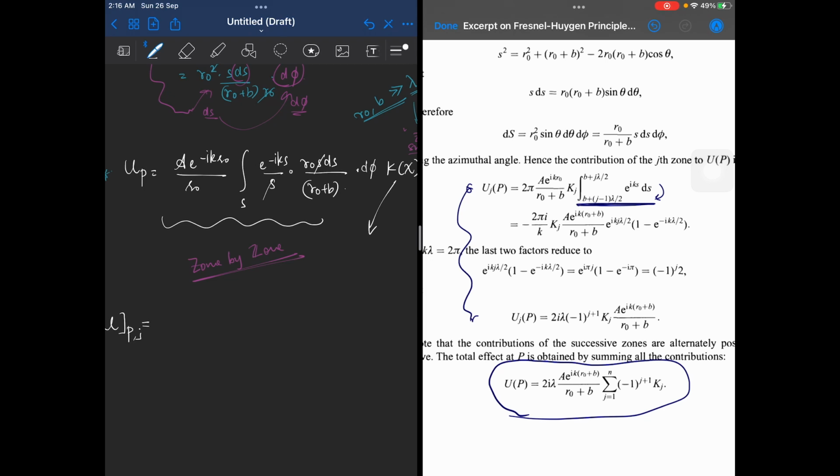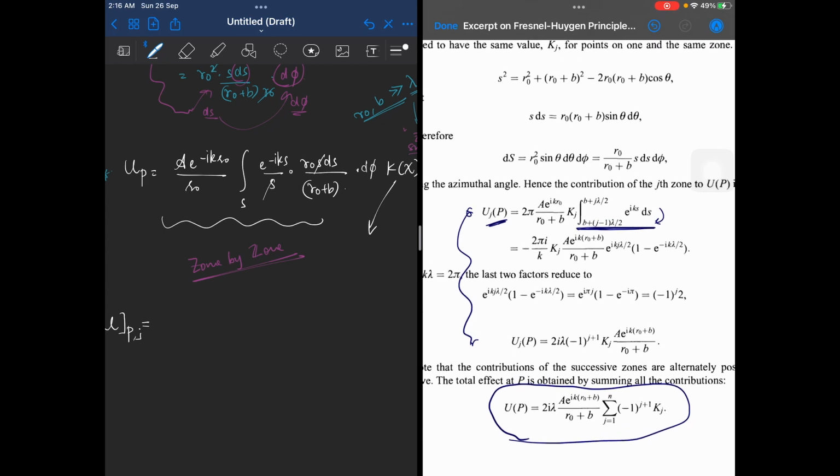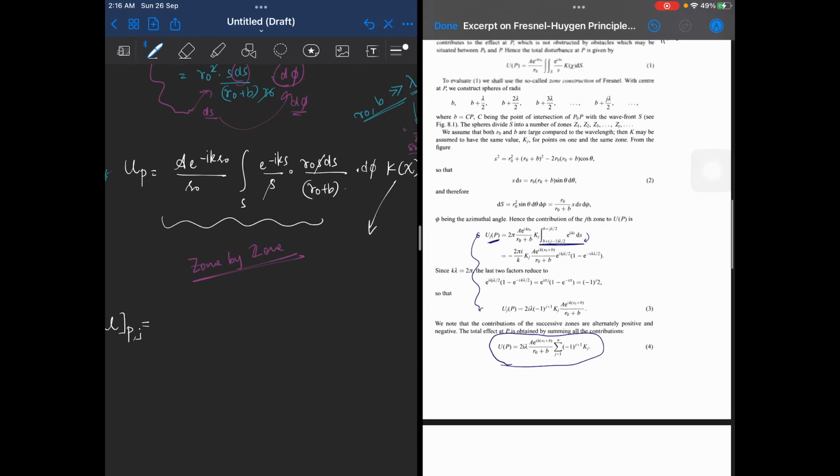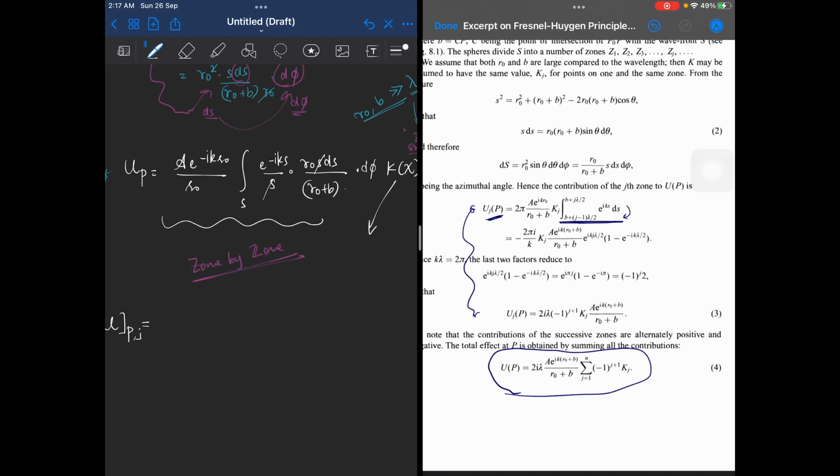Let me see it. U of jP equals 2 pi a e power i k, r naught plus b. So the contribution of that zone to U of P is. I mean, why is he integrating? The S's we need to integrate over all the stuff from. Wait, what?